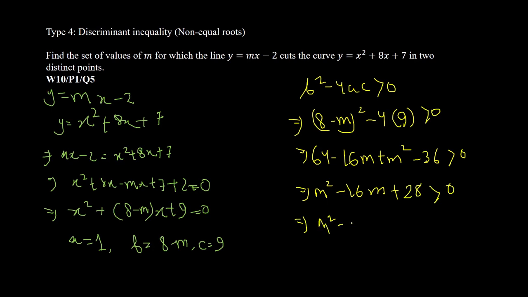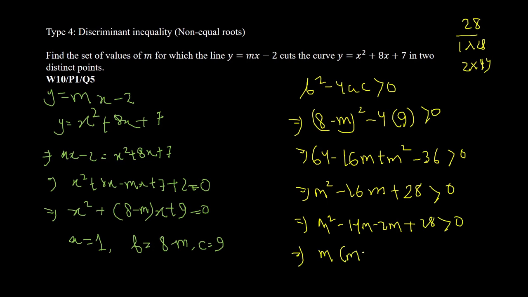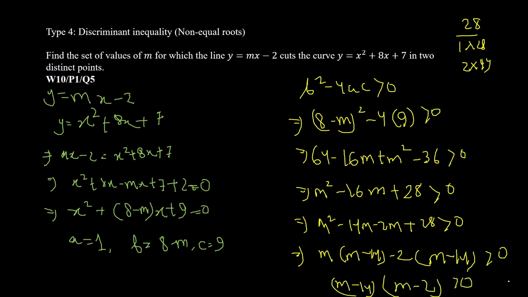Now we can use the quadratic method. m square minus 16m plus 28, right? So we can write 28 as 1 times 28, 2 times 14. I can actually use 2 times 14 here. So m square minus 14m minus 2m plus 28 greater than 0. Then I can write this as m minus 14 minus 2 times m minus 14 greater than 0. So therefore I can write this as m minus 14 times m minus 2 greater than 0.